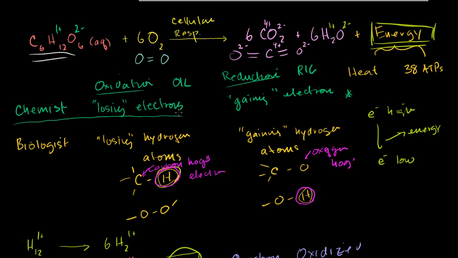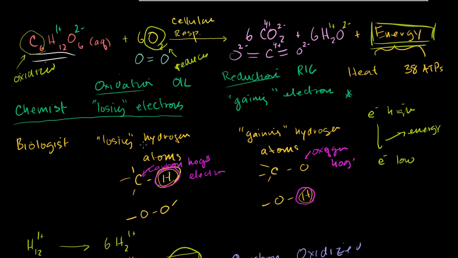So far we talked a little bit about how a chemist views oxidation. I touched in the beginning of the video on how a biologist views oxidation. And then we saw that cellular respiration from a chemist's point of view clearly shows that the carbon is being oxidized, it's losing electrons, and that the oxygen is being reduced, it's gaining electrons. The electrons are going from this carbon, and they're going essentially to these oxygens right here.